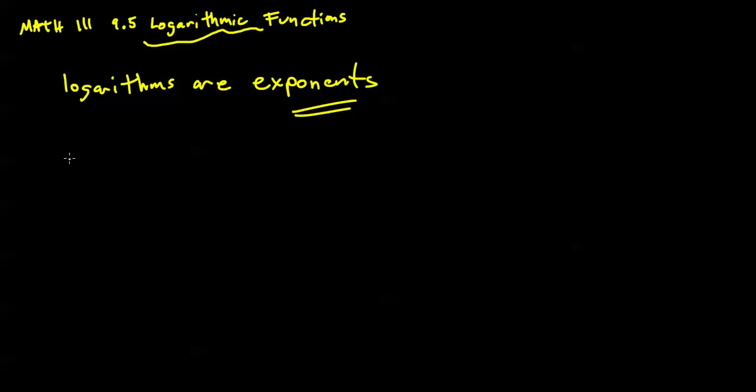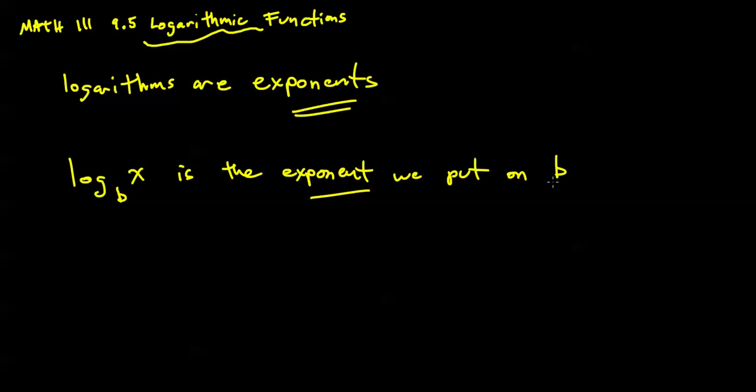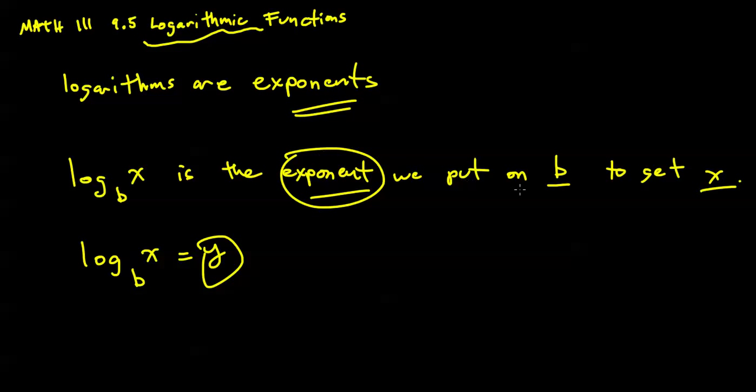In particular, the log or logarithm of x base b is the exponent we put on b, our base, to get x, sometimes referred to as our log argument. Alright, so if I tell you the log of x base b is y, then y is the exponent we put on b to get x.